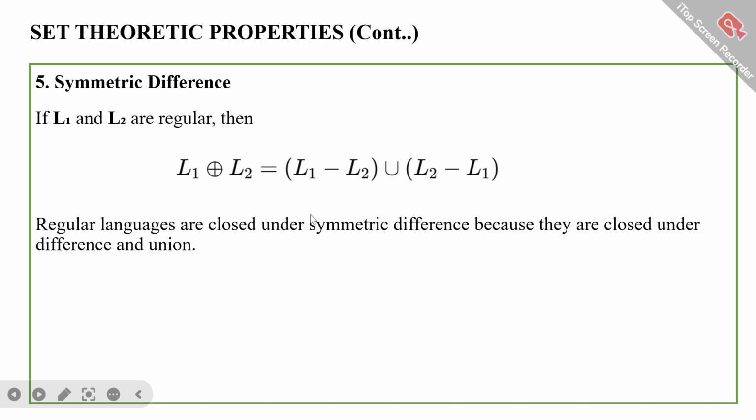So regular languages are closed under symmetric difference because they are closed under difference and union. So we have to rewrite the symmetric difference. This is like the formula. So this is the symmetric difference.